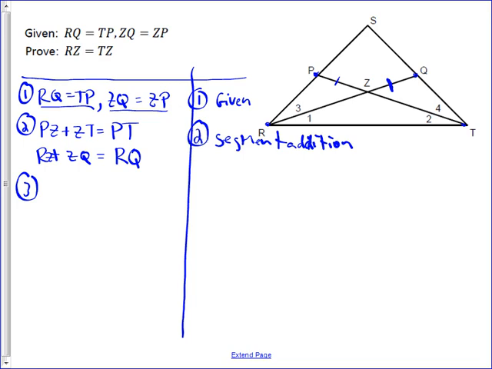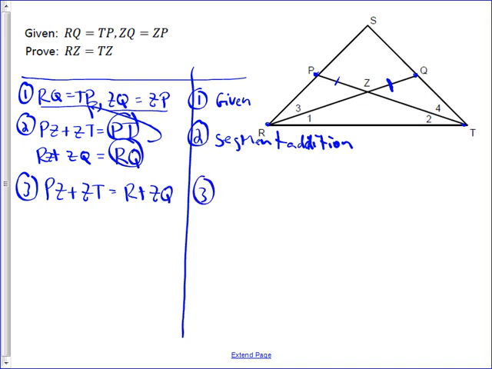They're valuable to us because we know that these two are equal to each other. So we can take those two and substitute them into this equation here to get, well, instead of TP, we're going to do PZ plus ZT. And instead of RQ, we're going to do RZ plus ZQ. Now this is because of the substitution property of equality. Notice we're substituting in lengths, not actual segments. You can't substitute segments, only their lengths.